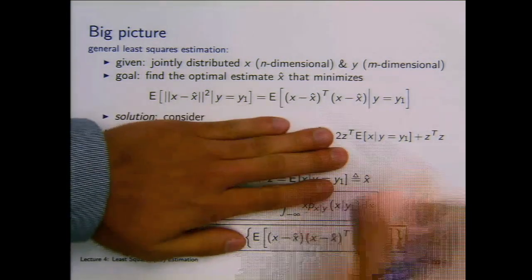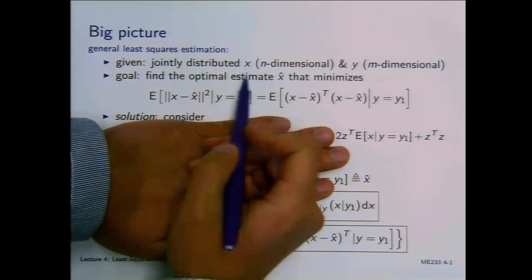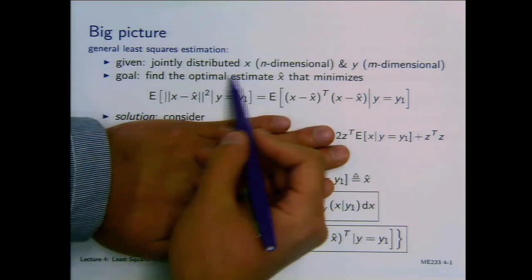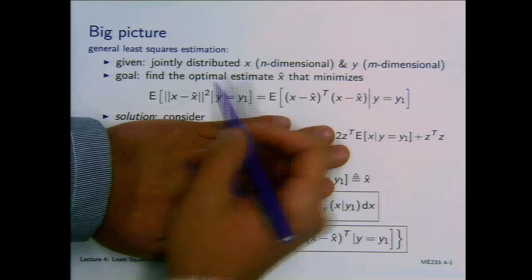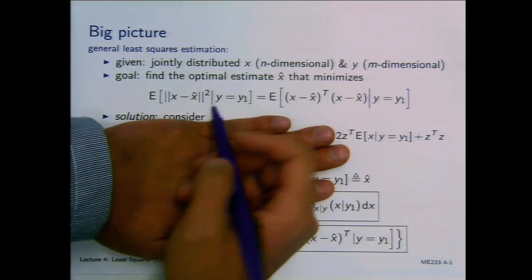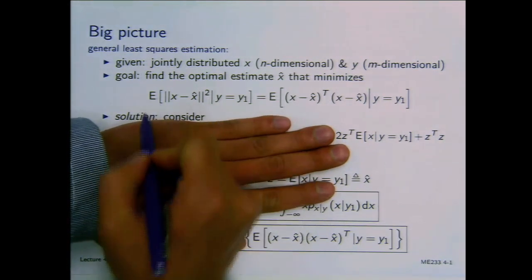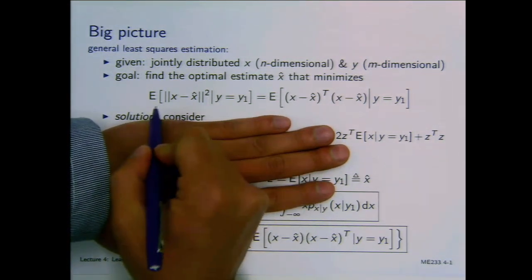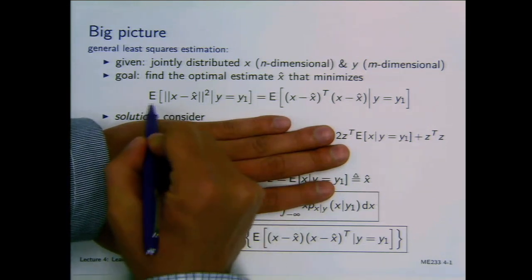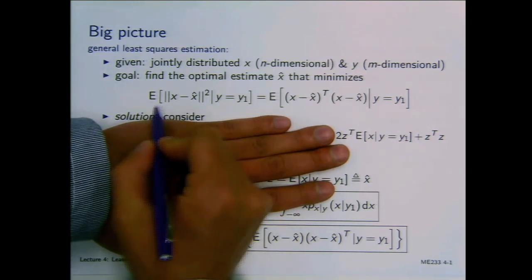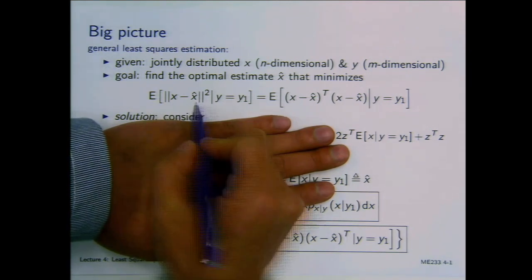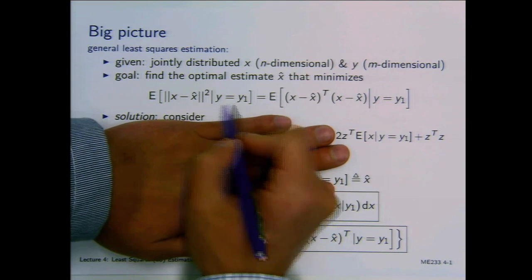We have jointly distributed random vectors x and y. And I haven't specified whether x and y are Gaussian or not. So in this case, the random vectors can have any kind of distributions. The goal is to solve this minimization problem, to find this x hat that minimizes, you see this expectation sign, the variance between x and x hat, given some information y.